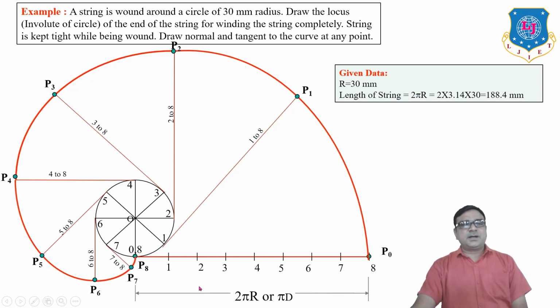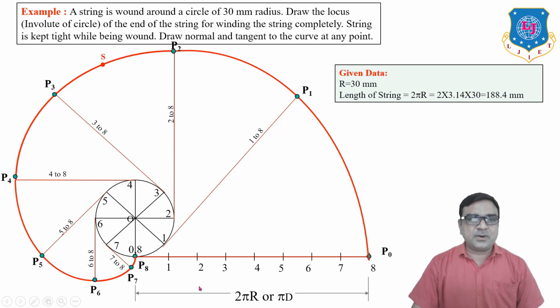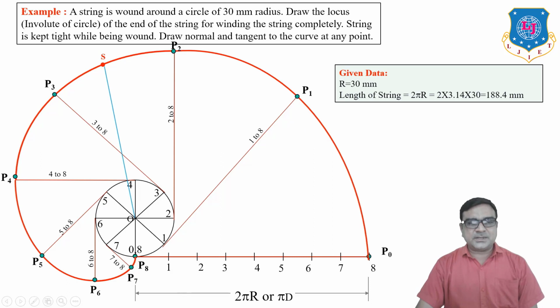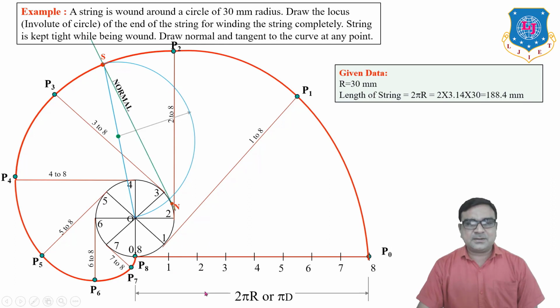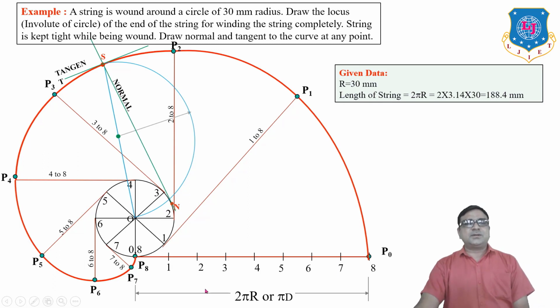Now how to draw the normal and tangent? You have to select any point S on the curve, join S to the center of the circle O, then find the midpoint of the SO line. Then from that midpoint you have to draw a semicircle by taking radius half of SO, and draw the semicircle on the right side. Now the semicircle intersects the circle at N. So join NS, that is the normal, and perpendicular to the normal is the tangent.